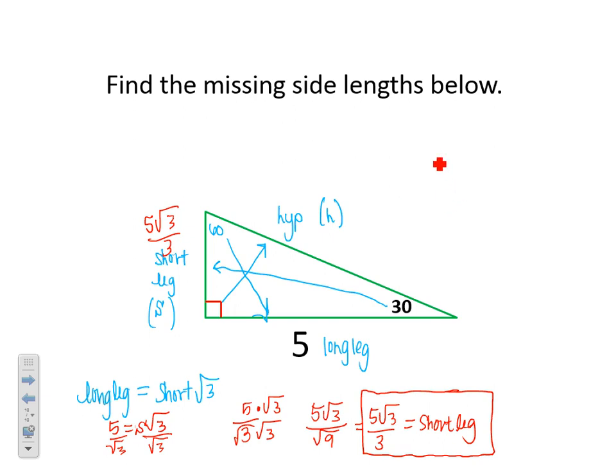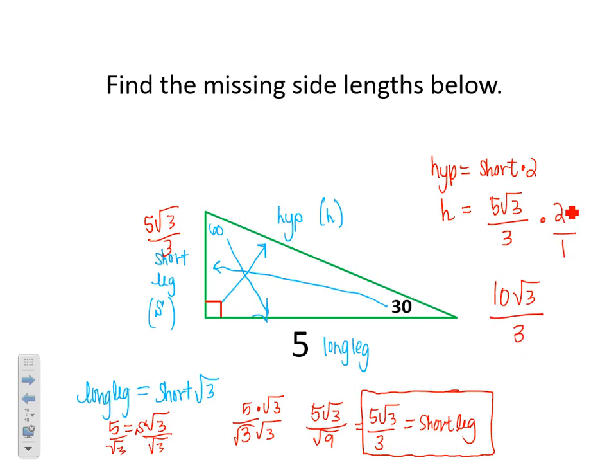Now we can find the hypotenuse, and the hypotenuse is equal to the short leg times 2, or 2 times the short leg. It doesn't really matter which one you put first. The hypotenuse is our h. Our short leg is 5 square roots of 3 over 3 times 2. I can take 2 times 5, and I would get 10 square roots of 3 over 3. Because this is a fraction, 2 over 1. Top number that's the same can be multiplied. Bottom number, 3 times 1 is 3. So this would be the hypotenuse, 10 square roots of 3 over 3.